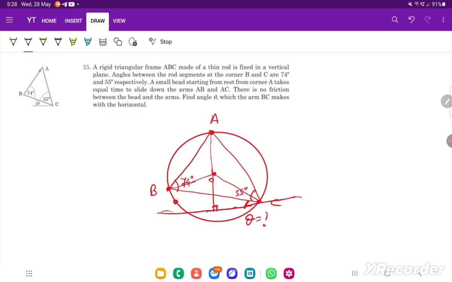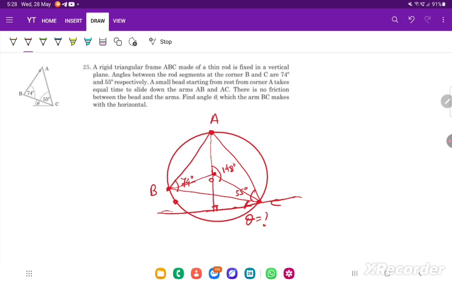And now move on to the triangle ABC. Triangle ABC is circumscribed by this circle which is centered at O. And from geometry you can easily notice that this angle is 148°. Why? Because angle ABC is 74°, so the angle subtended at the center will be double that at the circumference. So this one will be 148°.